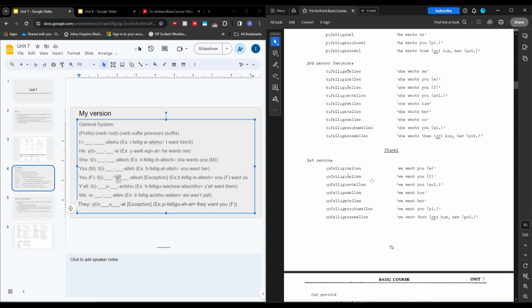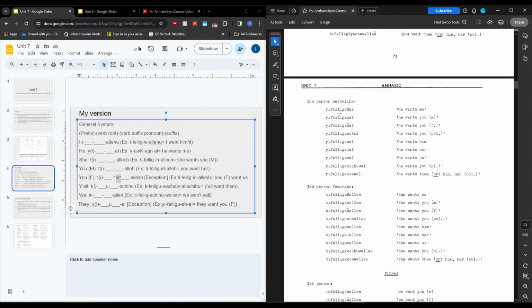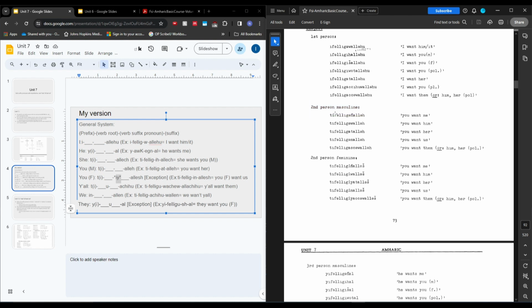Maybe coming up here will help make that clear. So normally if you have a word like second person masculine, right? This is like you male will do something, right? And you wanted to say tifeligain ale, you male want me. This ain is coming after the felig part, but before the ale.